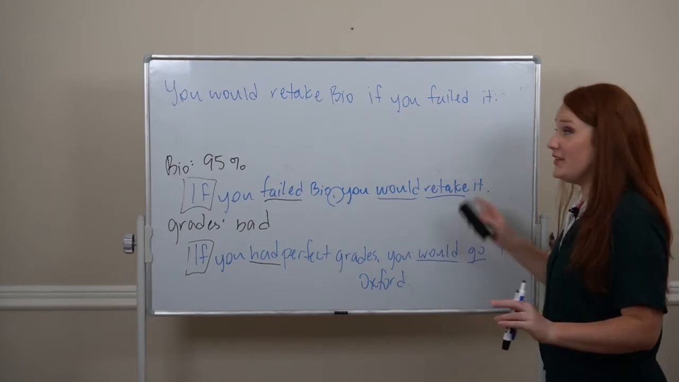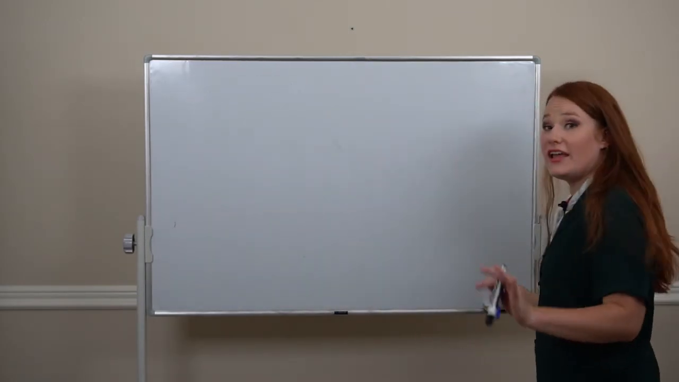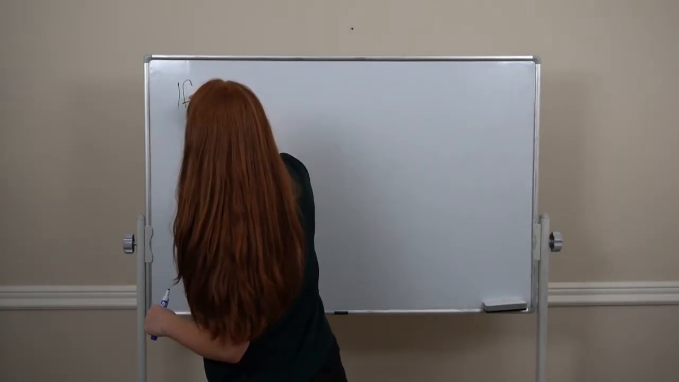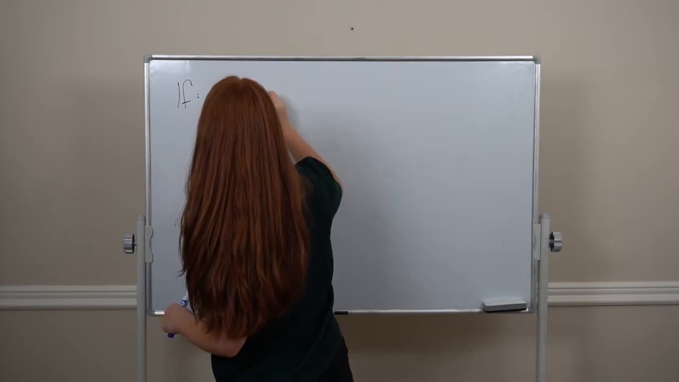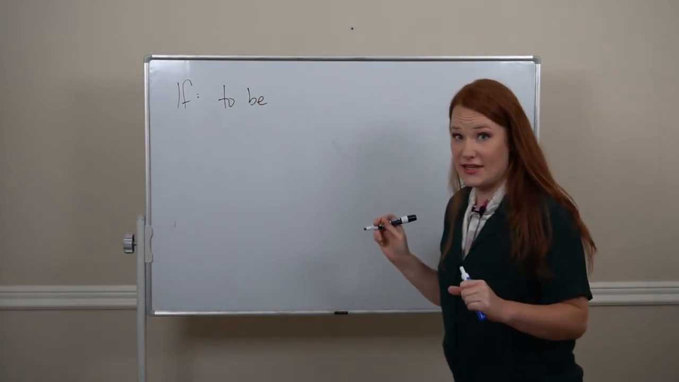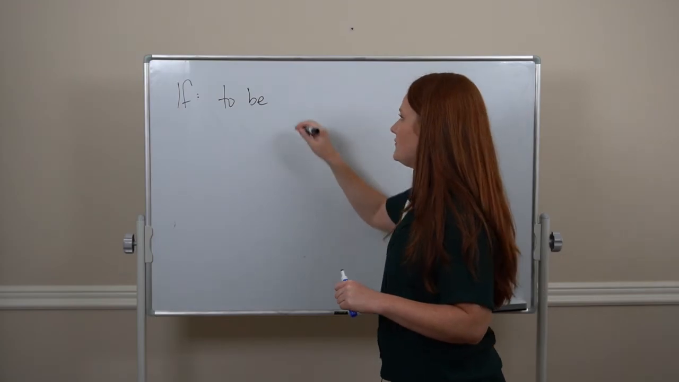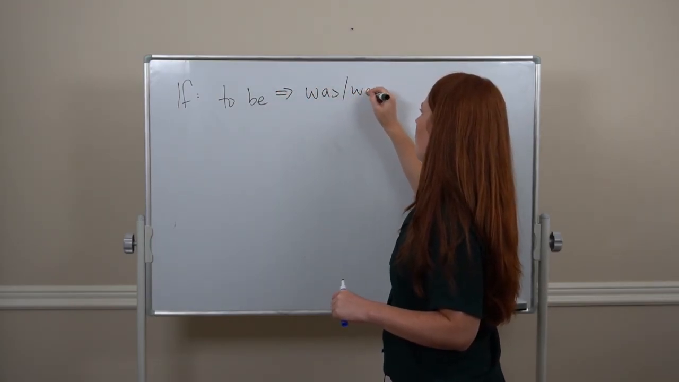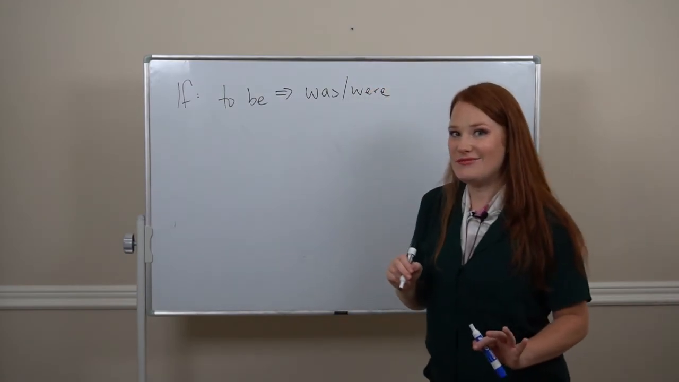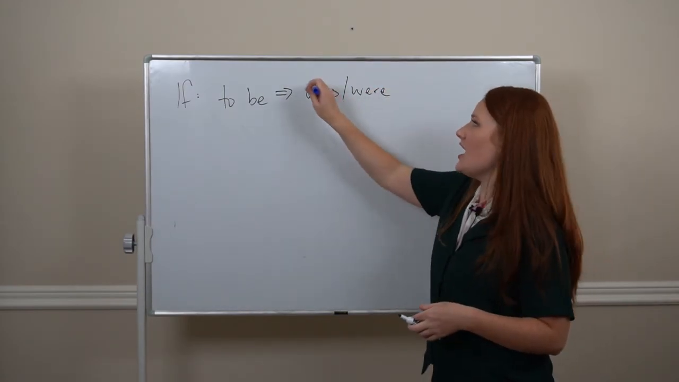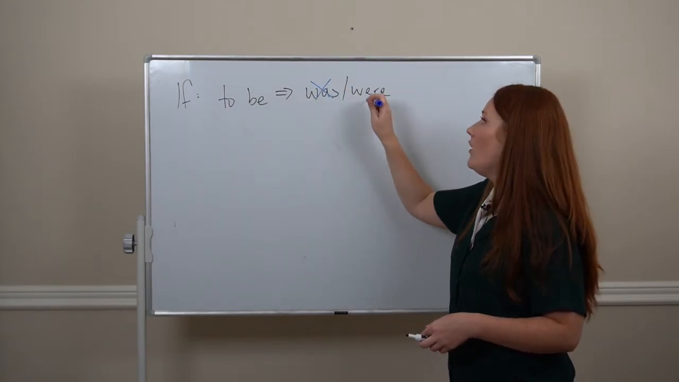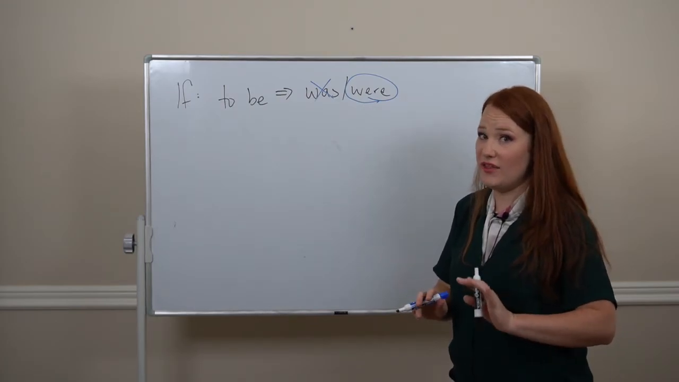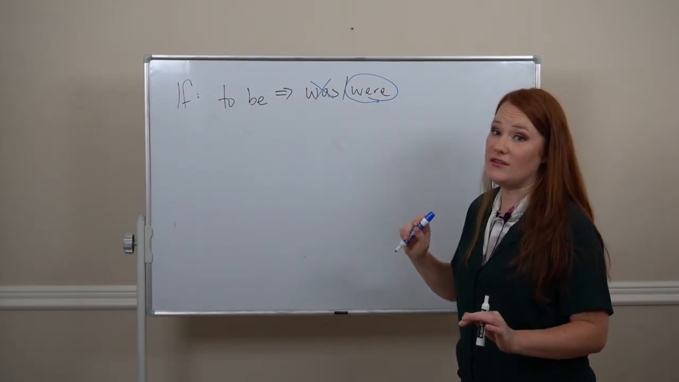Okay, last point about second conditional. When your if clause uses a to be verb, remember we need the past tense form. So past tense of be is was or were. But for second conditional, we're not going to use was. We're always going to use were for every subject. I, you, he, she, it, we, they. We'll use were for all of them.